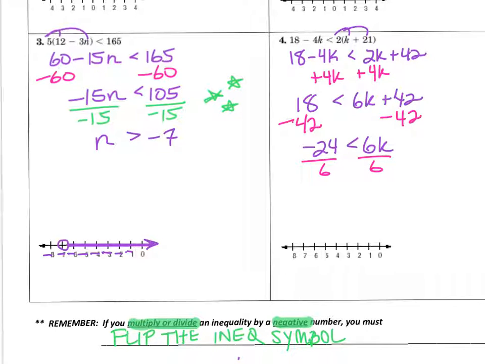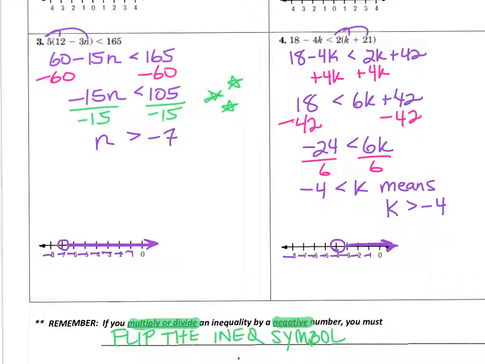Now, does the symbol flip? No, because we are dividing, but we're dividing by a positive number. So negative 4 is less than k. Again, that means if we read it backwards, it would be k is greater than negative 4. So on negative 4, we have an open circle, and we're shading to the right because we want the numbers that are bigger than negative 4.